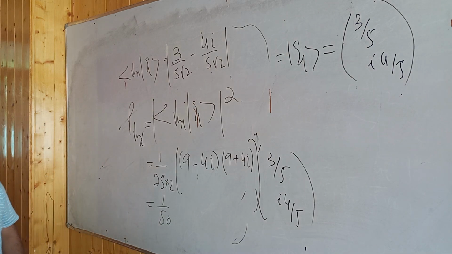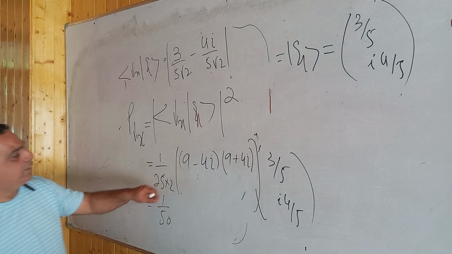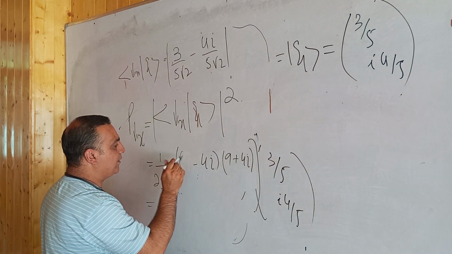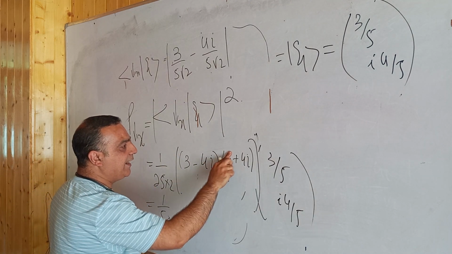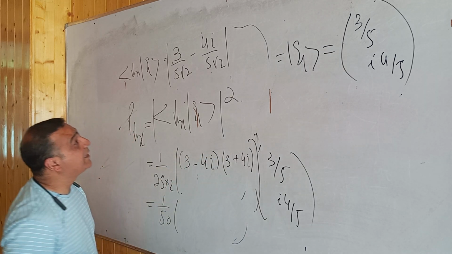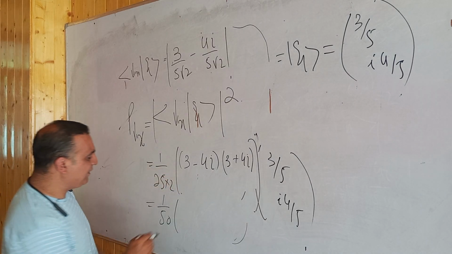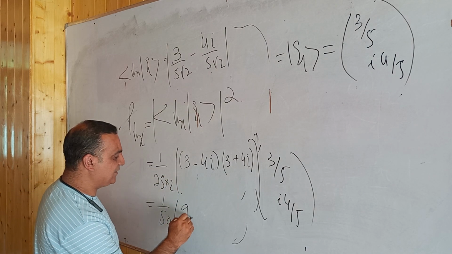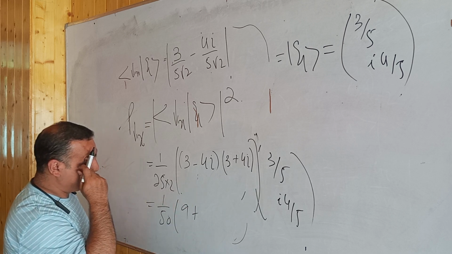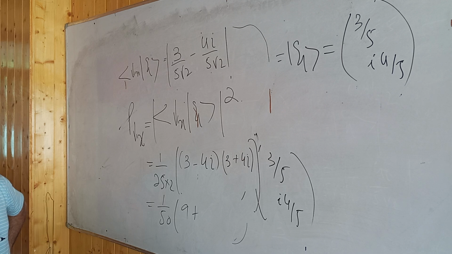This is 3 minus 4i, and this is 3 plus 4i. So this will give us 9. This will give us plus.